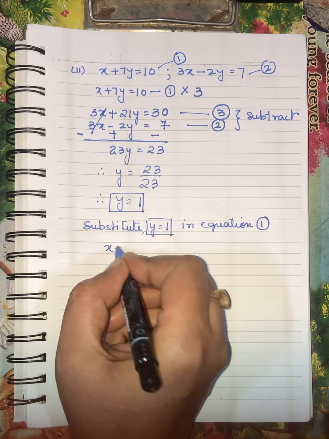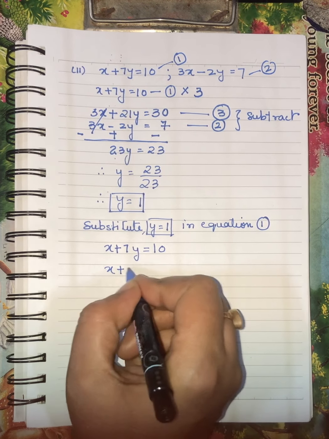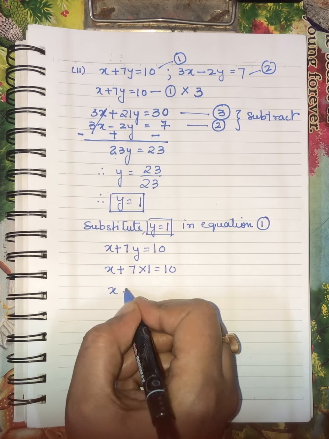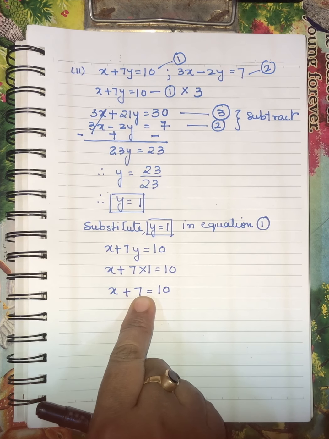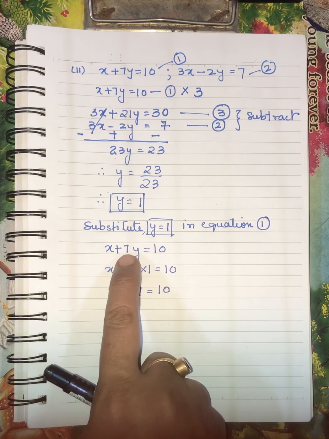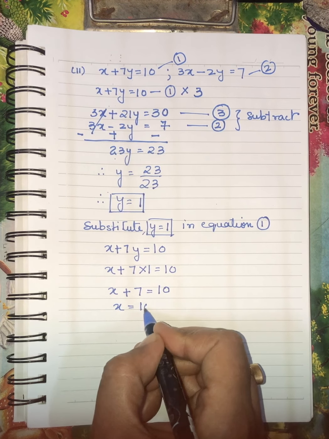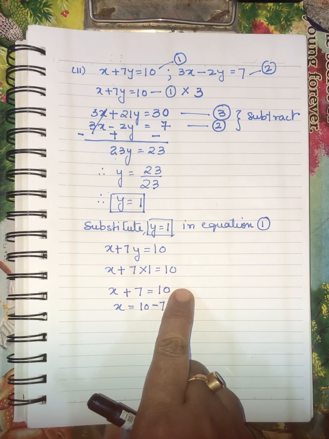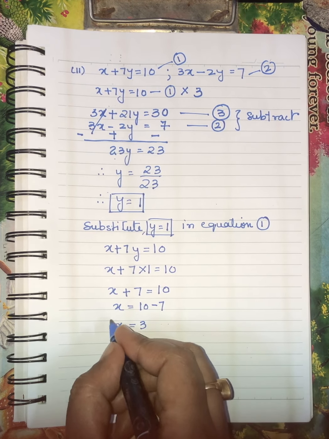So x plus 7y is equal to 10. x plus 7 into 1 is equal to 10. x plus 7 ones are 7. So x plus 7 is equal to 10. I have put in place of y, children, 1. So 7 into 1 is 7. So x is equal to 10 minus 7. How did you get minus 7? Take the plus 7 to the right hand side, becomes negative. So x is equal to 3.